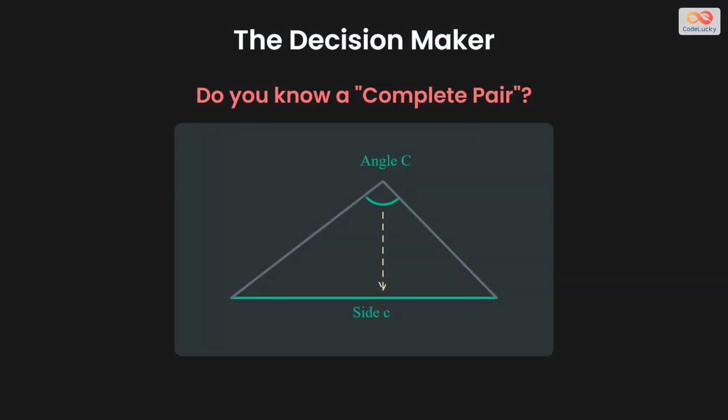To decide which law to use, ask yourself one golden question. Do I know a complete pair? A complete pair consists of a known angle and the length of the side directly opposite to it. For example, if you know the measure of angle C and the length of side c, you have a complete pair. Identifying this relationship is the most critical step in the entire process.